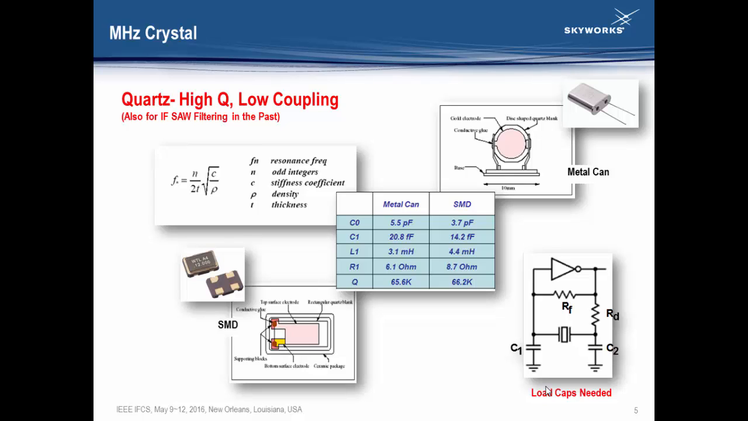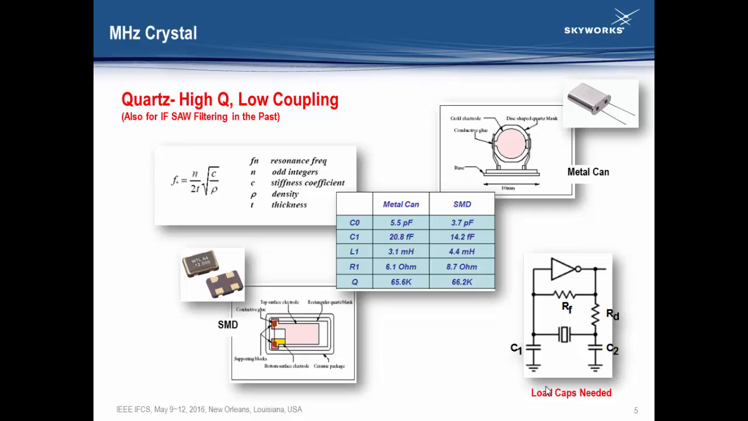Crystal. A lot of you are very familiar with crystal for many years. Okay, crystal using quartz. It's very high Q, but it's a low coupling. But we care much about Q. And in the past, when there was IF filtering inside cell phones, usually you used quartz to do IF SAW filters also. But of course, most of today's smartphones don't have IF filtering. Everything is direct conversion now. So there are only RF SAW filters or FBAR filters inside.